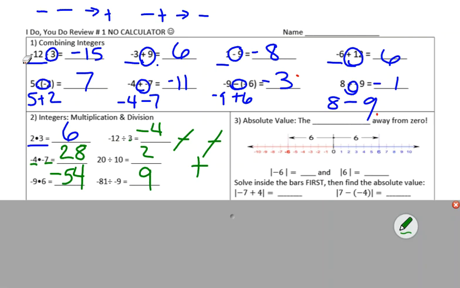Absolute value's definition is how far away something is from 0, or the distance away from 0.